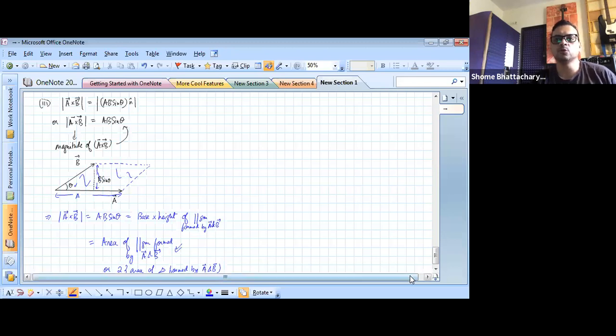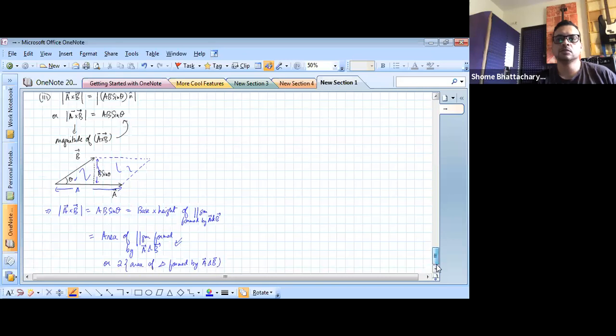Now we understood both the magnitude and the direction of the cross product. The magnitude is AB sin theta, which means it is the area of the parallelogram.